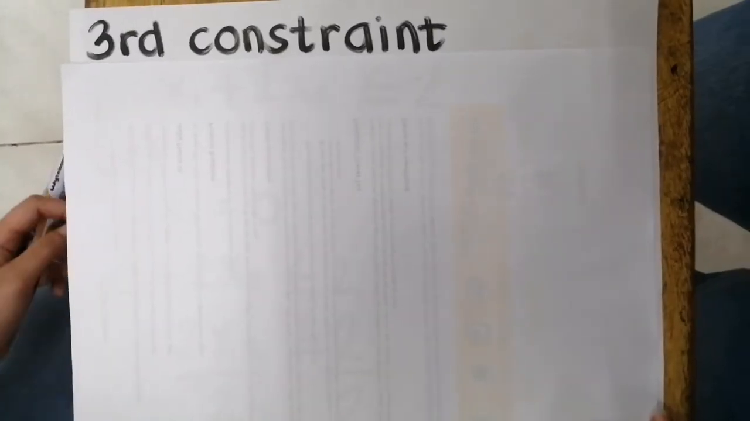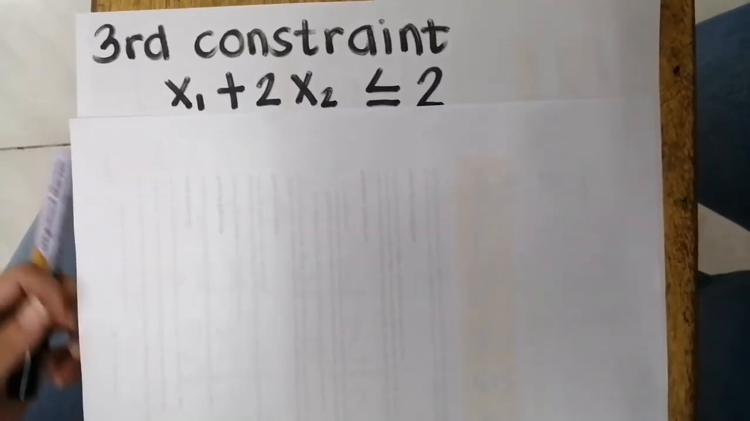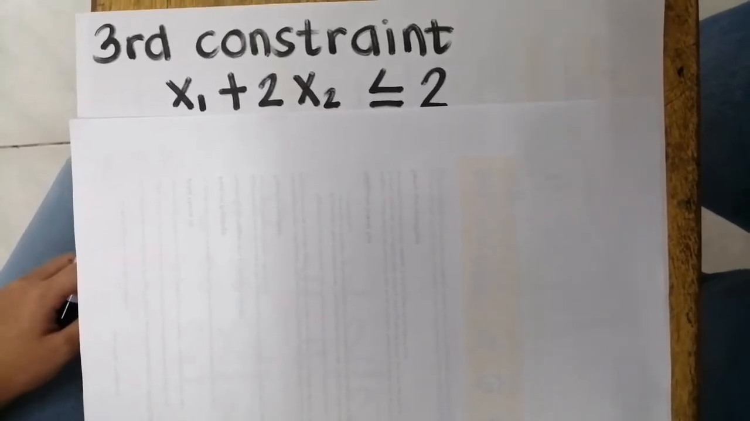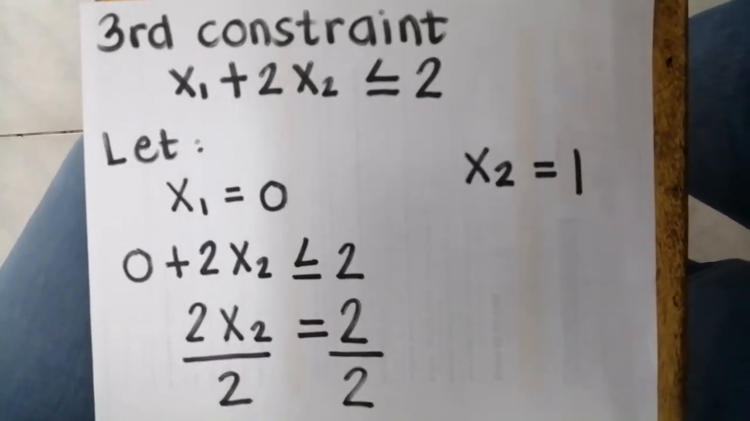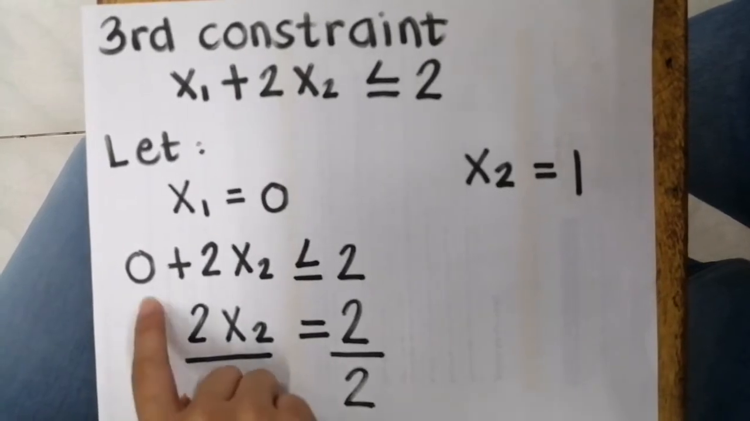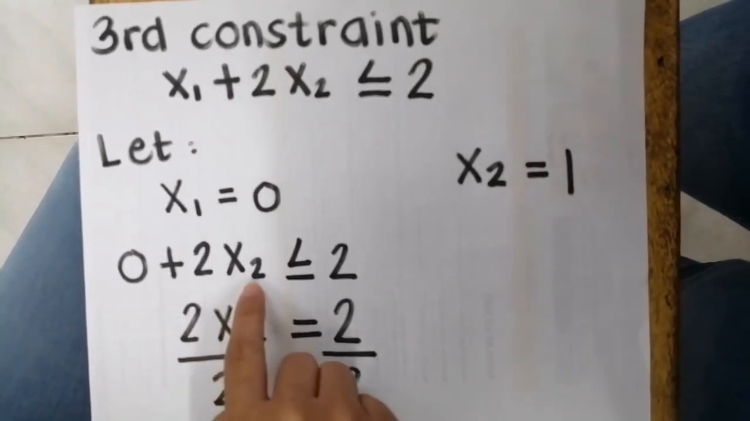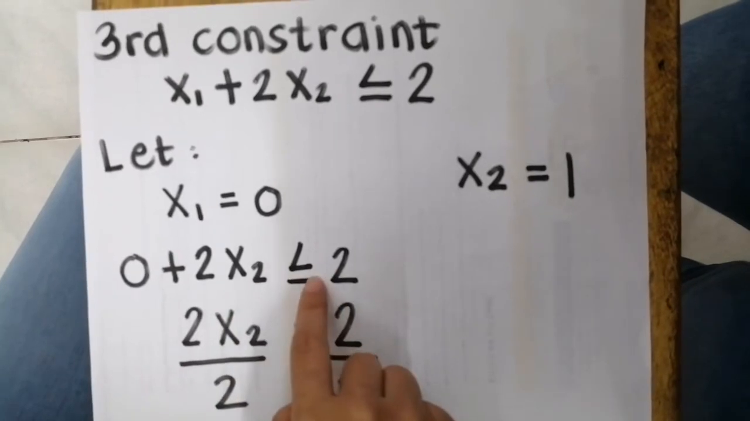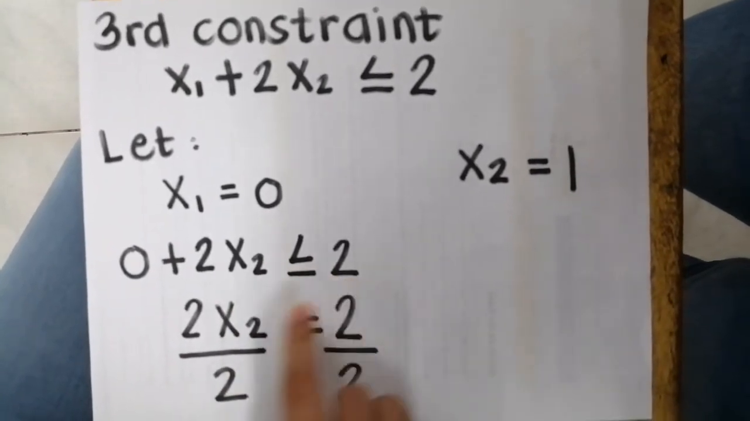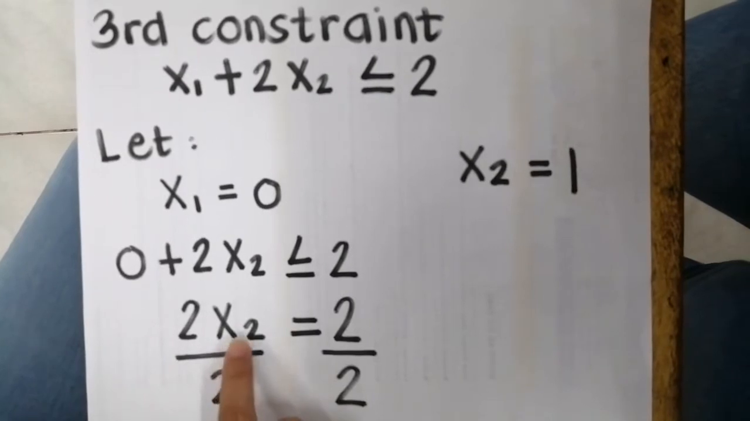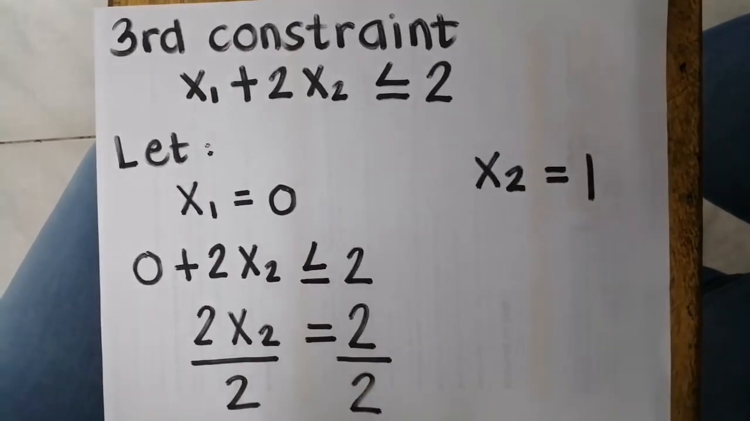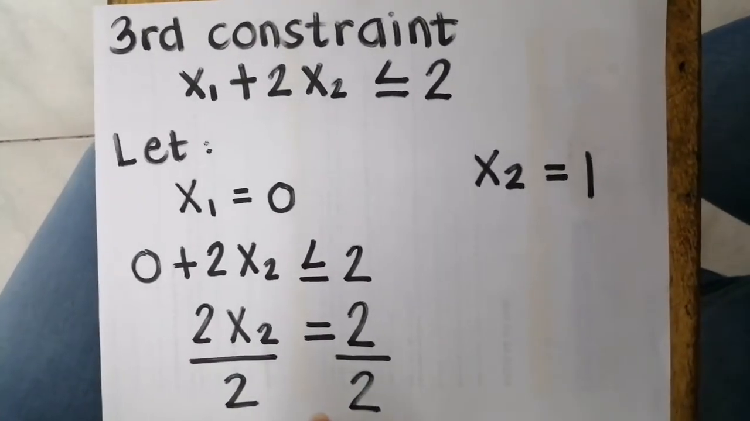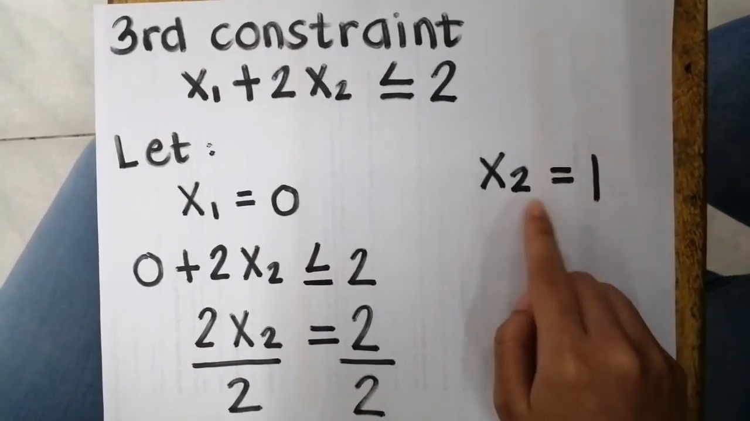And for the third constraint, we have x sub 1 plus 2 x sub 2 less than or equal to 2. So we let x sub 1 be equal to 0. So 0 plus 2 x sub 2 less than or equal to 2. So we have 2 x sub 2 equals 2. So we divide both sides by 2. So we have x sub 2 is equal to 1.